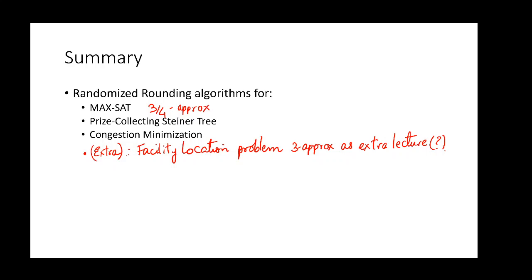Then we are going to go back to a problem that we have seen before, the price collecting Steiner tree problem. And we had seen previously, using the primal dual method and deterministic rounding, the approximation. And we are going to improve this to a 2.54 approximation in today's lecture. And finally, we are going to look at the problem of congestion minimization in networks, in particular for routing integer flows in the network. And we are going to give an order log n approximation for this.